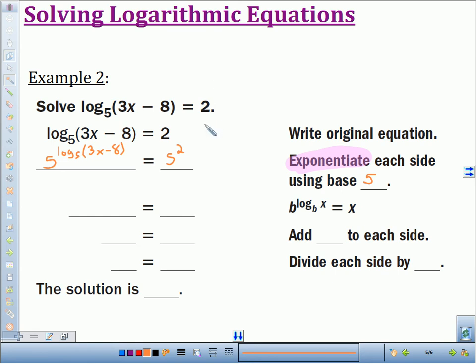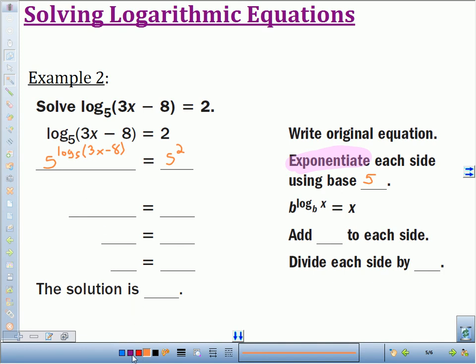But if you'll notice, this looks exactly like the exponential equations that we were solving, where if we had the same base on both sides, they canceled out and we were just left with the exponents. Well, this is exactly the same thing. We're just working the opposite direction. So it still follows. It still works logically.